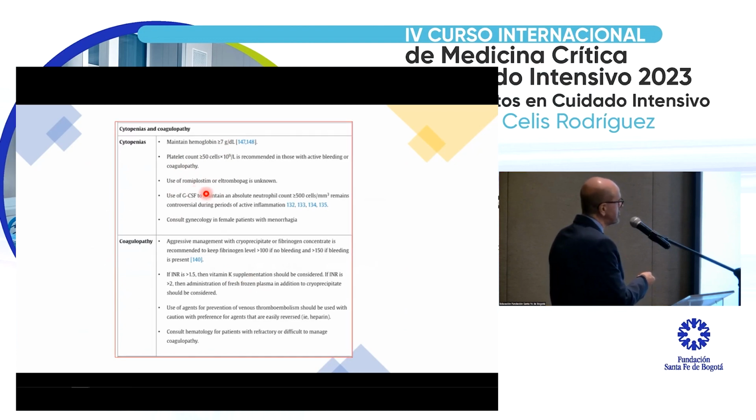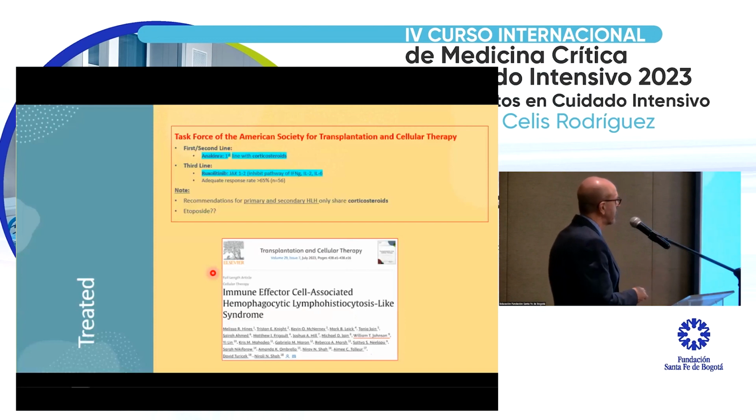G-CSF is being used, although there have been some reports of patients getting worse after the injection of G-CSF. Coagulopathies are aggressively managed with cryoprecipitate in those patients with fibrinogen lower than 150 or 100. If the patient is not bleeding, for INR, you usually treat with vitamin K, etc. The usual care, you know, is basically supportive care.